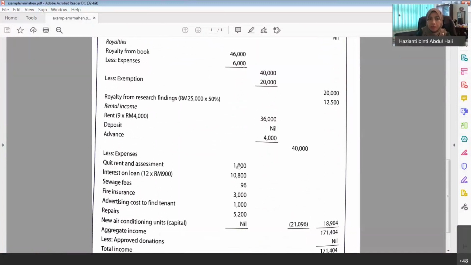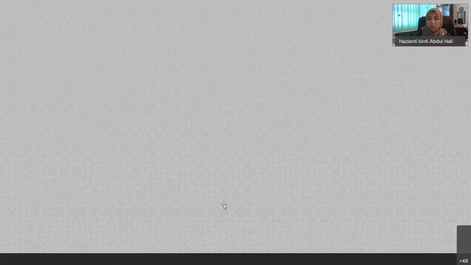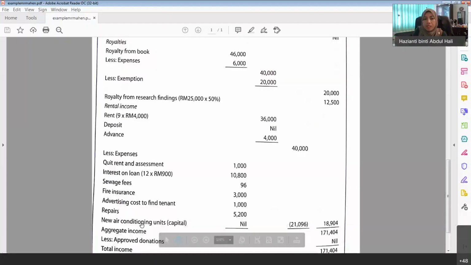Quick rent and assessment 1,000. Interest on loan, okay, interest on loan 900 there. You see, look at the question. The loan installment is 2,000 but interest only 900. Alright, the loan installment we cannot deduct all, kita hanya ambil the interest portion sahaja. Just the interest portion. Right, interest on loan, not all the loan amount.